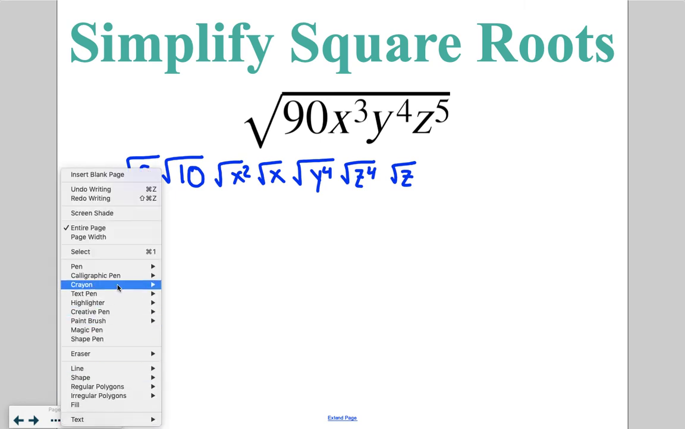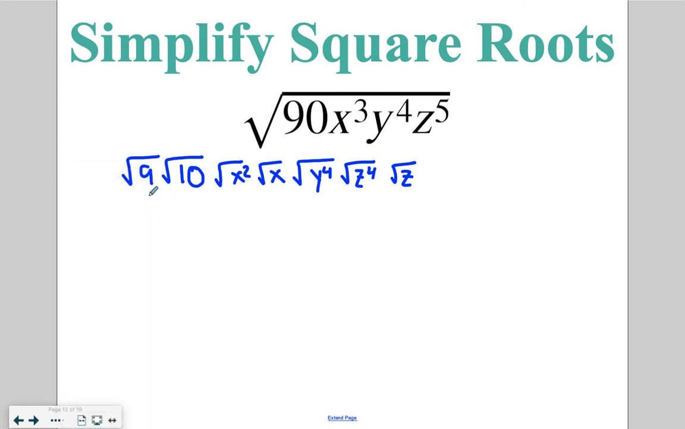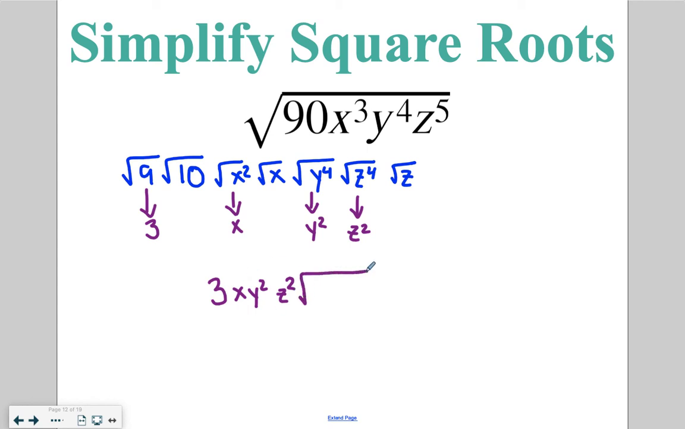Now, when you are solving this, you are going to go through and look for the ones that you can actually take the square roots of. So you can take the square root of 9, that's 3. You can't take the square root of 10. You can take the square root of x squared, that's x. You can't take the square root of regular x. You can take the square root of y to the 4th, and that's going to be y to the 2nd, and then you can take the square root of z to the 4th, and that's going to be z to the 2nd. So all of the numbers that we can take the square root of, 3, x, y squared, and z squared, we solved those pieces, so those come to the outside. The leftover parts, the 10, the x, and the z, are going to stay on the inside of the square root, so the square root of 10xz.